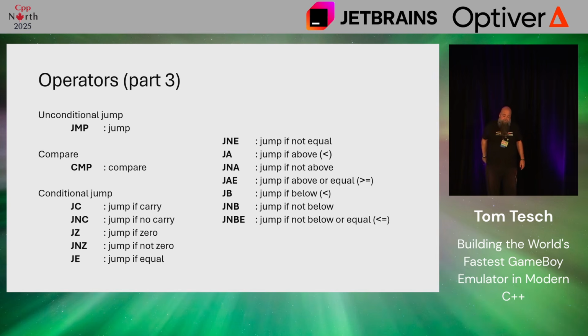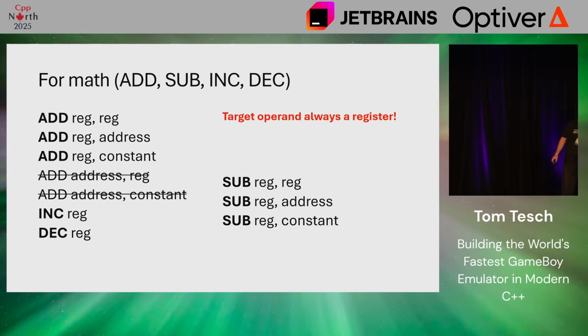We can compare things. What will compare do? If you compare two numbers, it will be two registers, usually. You compare them, this will set flags, and then you will have a conditional jump after that. You can add, right? The target operand is always a register. You cannot add something and put it directly into memory. Increment and decrement a register, subtract.